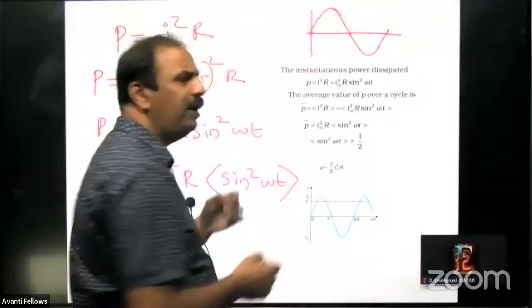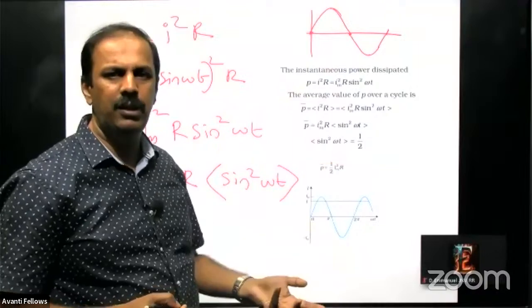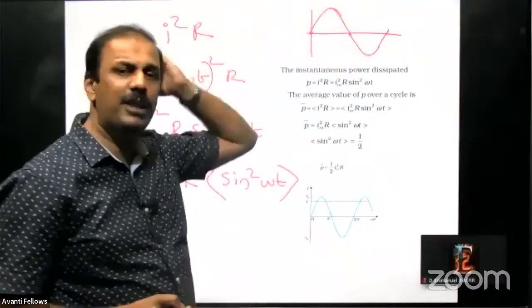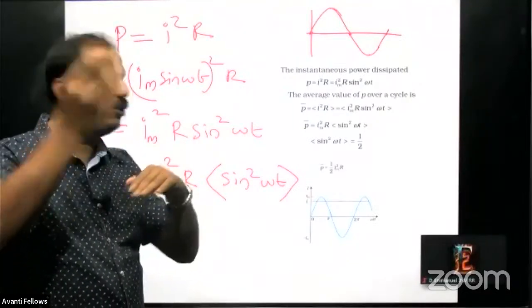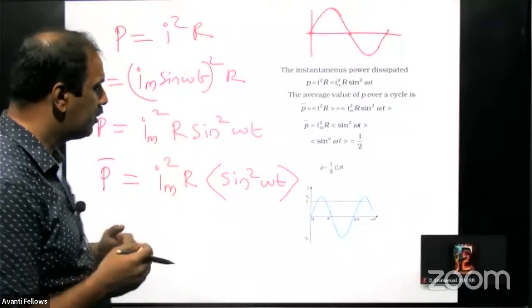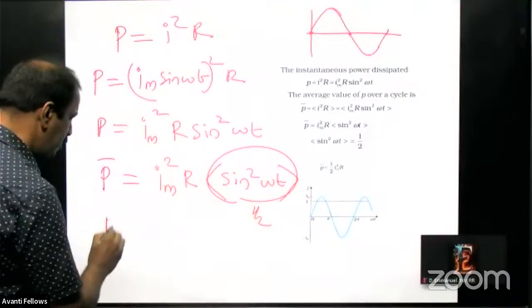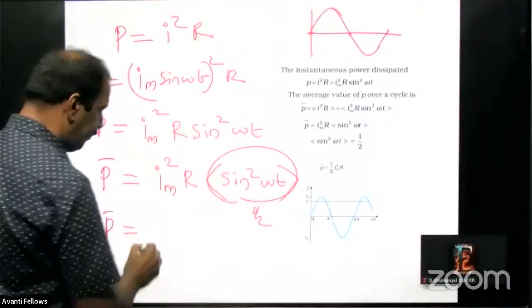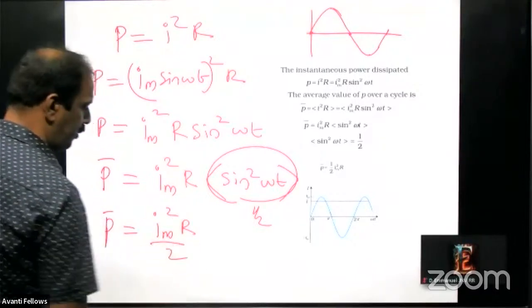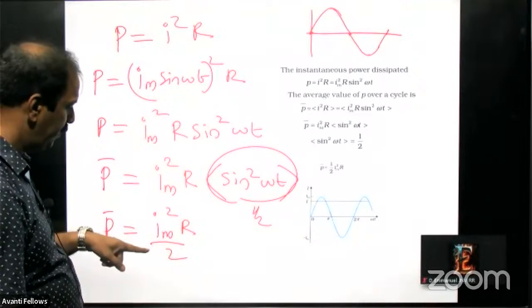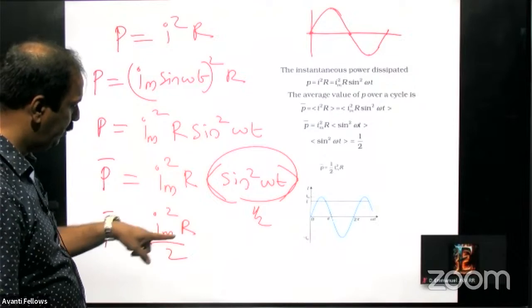So for sin theta, if you take the average value, it will be 0. But when sin square comes, the negative side, when you square, also becomes positive. So the value goes from 0 to 1. The average of 0 to 1 will be half. So this part will become half. So the average power is given by Im square into R by 2. Okay, so this is important now. It is Im square by 2 into R.